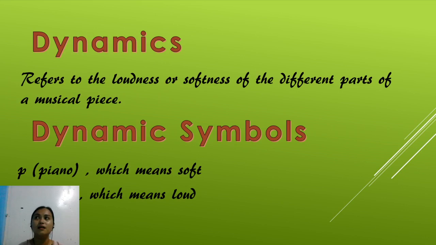So that is why we can identify music as love songs, rock, ballad, reggae, or music for sorrow, happiness, sadness, or for weddings, because of the dynamic symbol. Musicians must study this dynamic symbol, so they will know how to play the entire music.